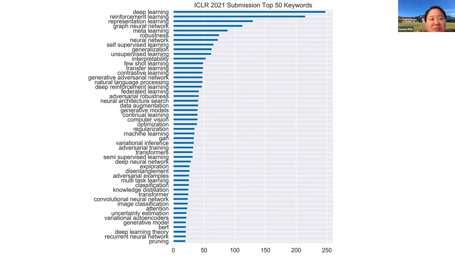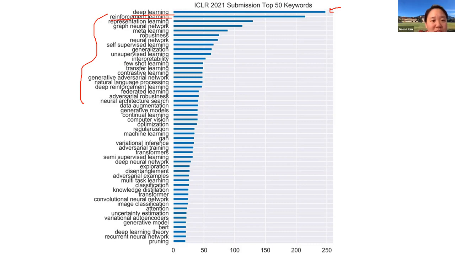When you see this, you have to be a little careful. Deep learning is obviously the top, but deep learning is a huge field that includes a lot of other things. That doesn't mean it is the single most important thing, but inside of deep learning there are many other keywords that you can look at to see what is being researched most these days. For example, reinforcement learning is also a big field by itself.